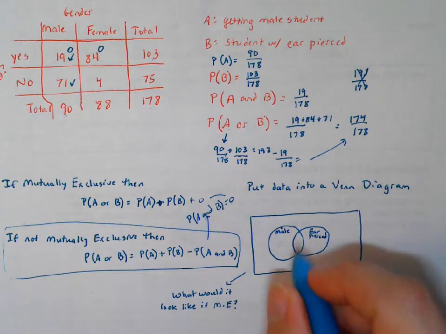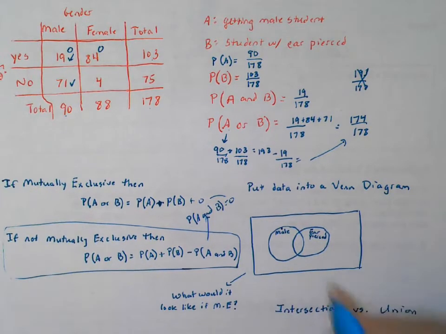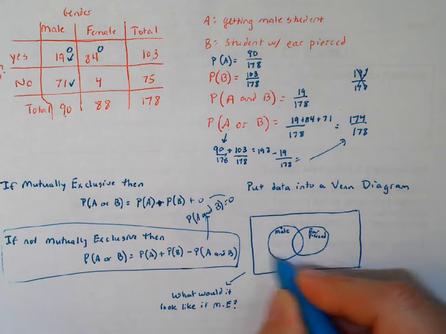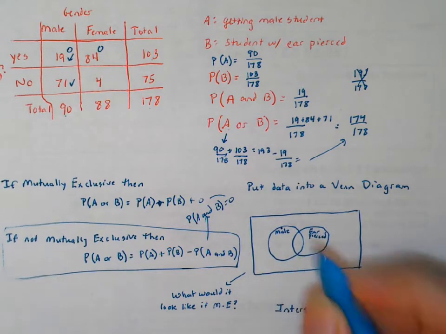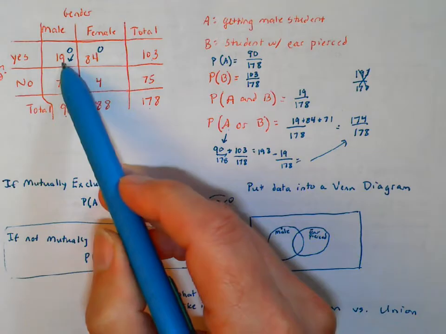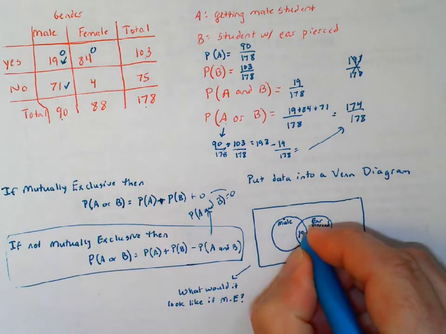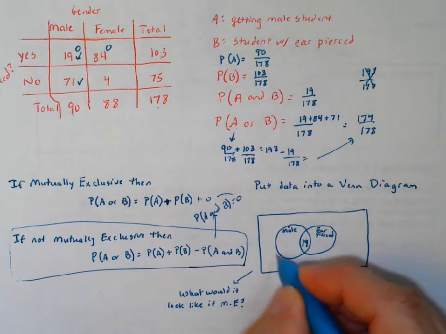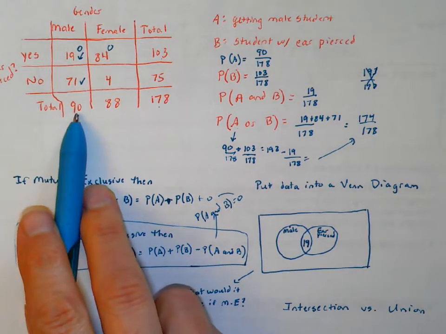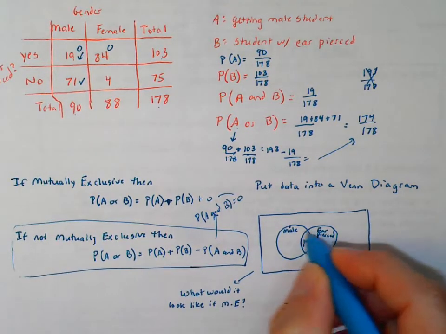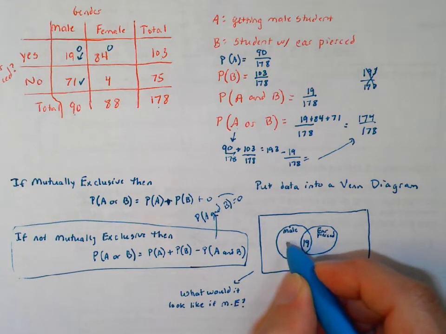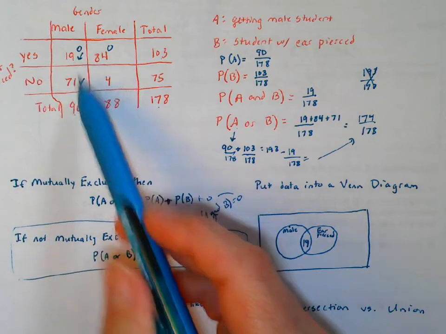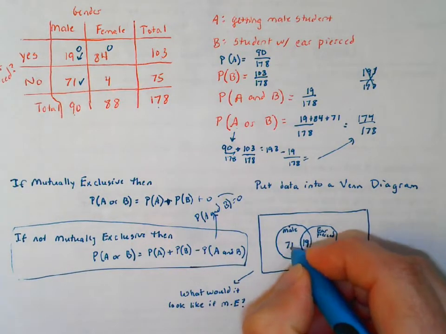Okay, so first of all, I like to start from the inside and come out. So this area in here means that they are both male and their ears are pierced. So male and ears are pierced are 19 people. Okay. Now in this circle, I want all the males. So I want a total of 90. Okay, total of 90 in here. But just in this section over here means that there are males without their ear pierced. So you can either think 90 minus the 19, or we know that was 71 people.